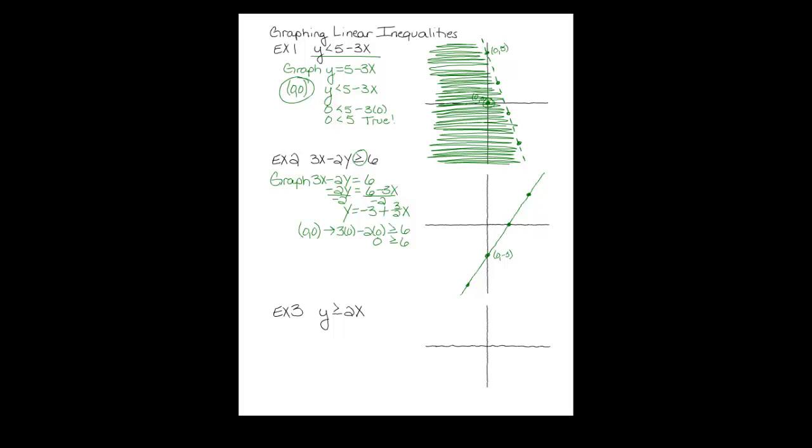0 greater than or equal to 6, that is not true. That is not a true statement. So that tells you that 0, 0 is not part of the solution set. 0, 0 is right here. It is not part of the solution set. So the solution set is going to be on the other side of the line. So I'm going to shade the region here.